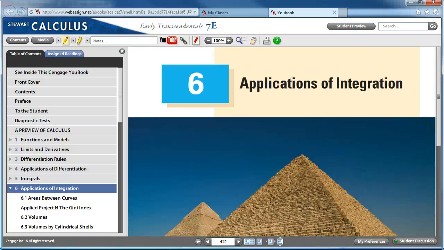Welcome back, Calculus 2 students. The goal of week 2 is to cover Chapter 6, Applications of Integration.